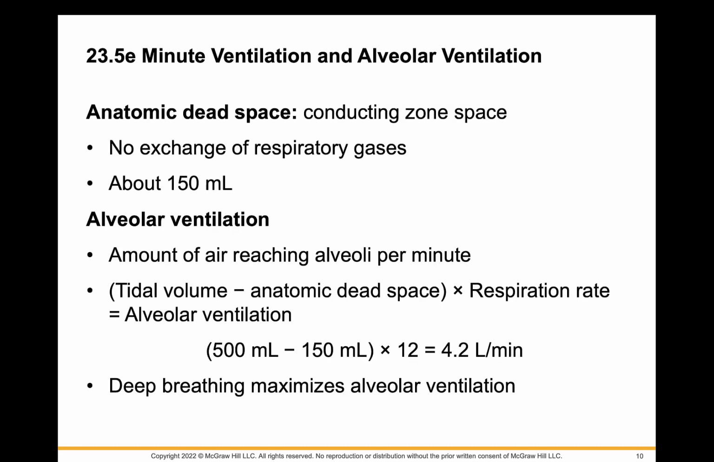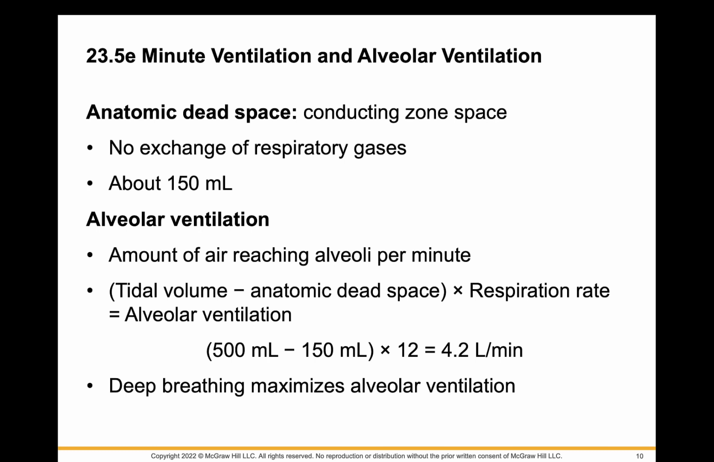Now, what we have to take into account is anatomical dead space. This is the space of the conducting zone. Remember, this is an area in which there's no exchange of respiratory gases. This accounts for about 150 mils. So if we want to calculate alveolar ventilation, which is the amount of air reaching the alveoli per minute, you have to take dead space into account.